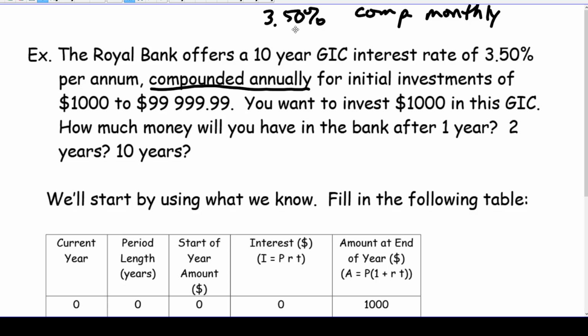But what we're going to see is if you're compounding monthly, what the bank does is they take that 3.5% and divide it by 12 and give you 12 equal interest payments of that much smaller interest amount, so that over the course of the year, they add up to 3.5%. All right? But because we're compounding annually, we don't have to worry about that because we're getting 3.5% at the end of the year, and that's when we get paid the interest.